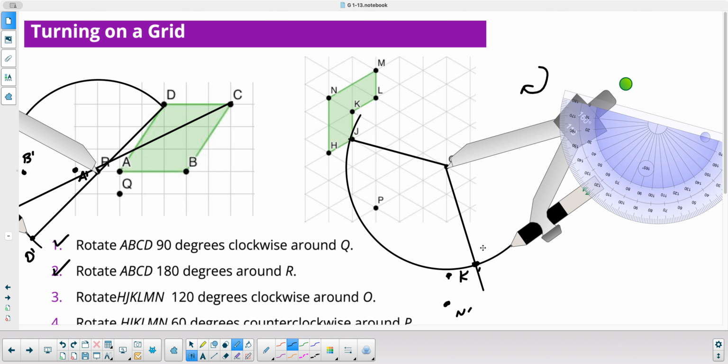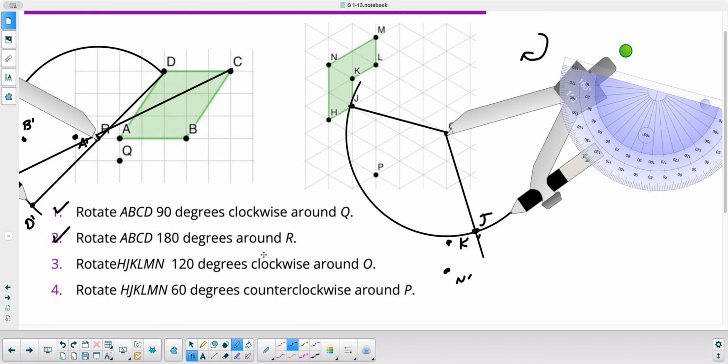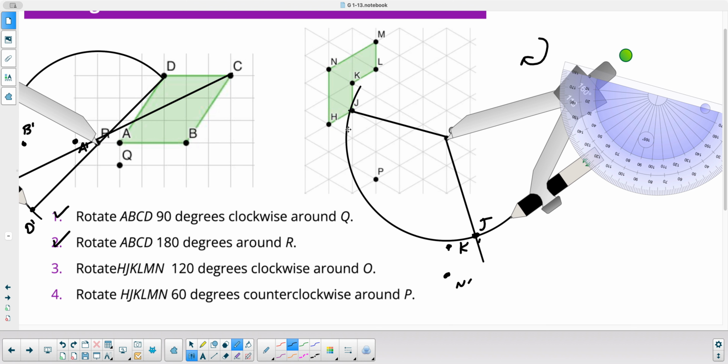Much easier to do these on paper than on this program. But you see how you do it. I'm not going to do the whole thing because this has already started to take too long. But you see how it is. You measure the angle, you draw lines, and then you use your compass to swing the point. Okay.